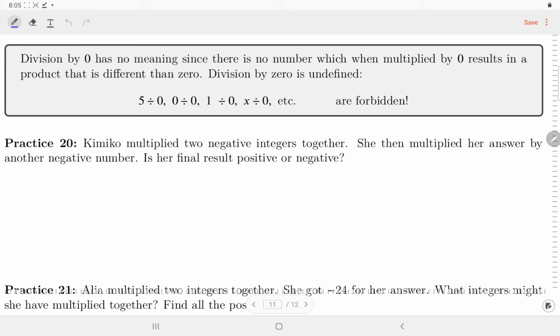Remember that we can never divide by 0. Dividing by 0 is forbidden. It will give no solution. It's undefined.